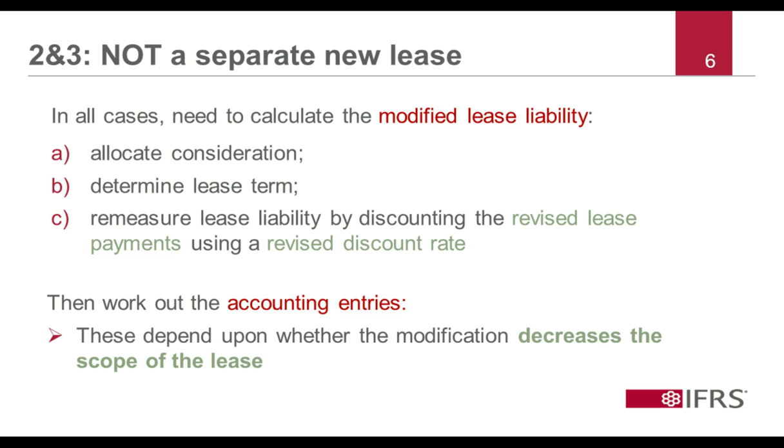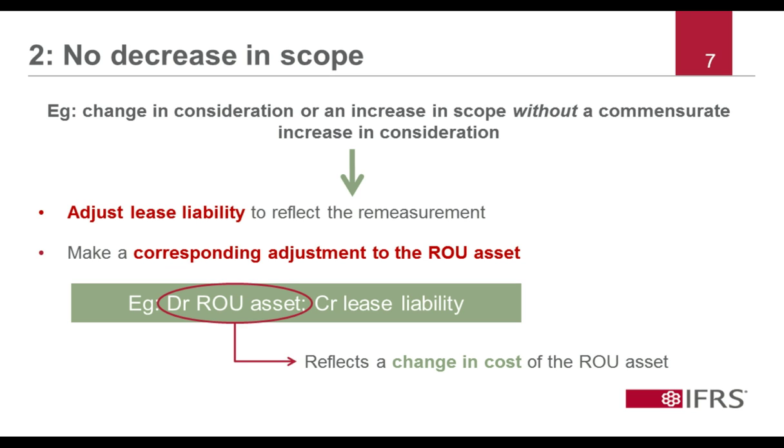So having calculated the modified lease liability, the lessee then needs to work out the accounting entries, and these depend upon whether the modification decreases the scope of the lease. Let's first look at the simpler of the two scenarios, a modification which does not decrease the scope of the existing lease. Essentially, this means that the right-of-use assets and lease liability that were on the balance sheet before the modification took place are still there. No element of the existing lease has been terminated. Instead, the lease has been added to or otherwise amended.